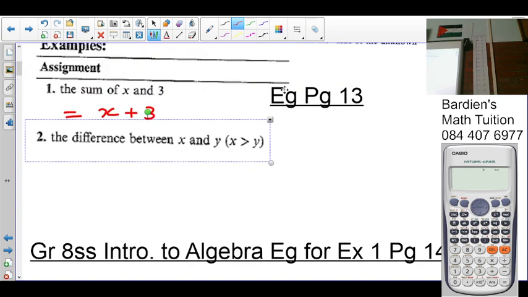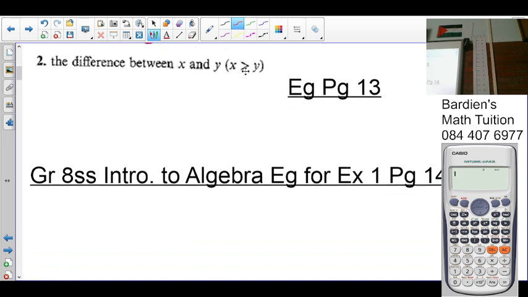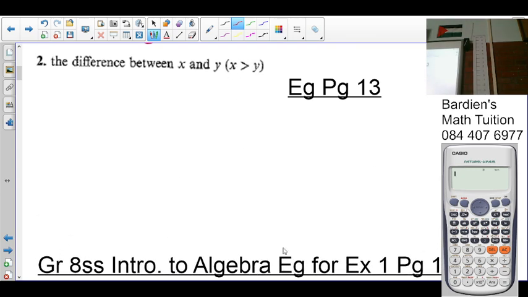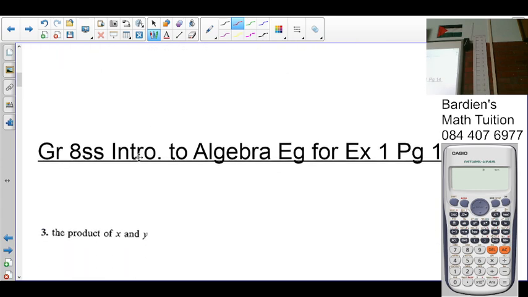Number 2, it says the difference between x and y. What does this tell us here? X must be more than y. What does that mean in simple terms? The value for x must be bigger than y. So if it says the difference between x and y, what would this expression be? X minus y. You all understand?